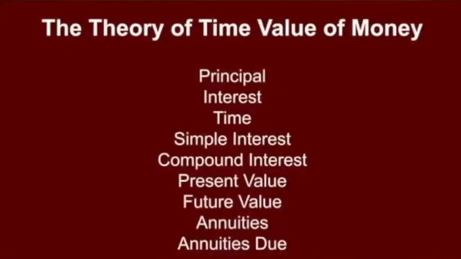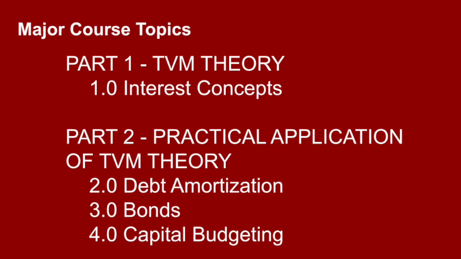The course is really broken into two parts. First, we talk the theoretical, and then we move into practical applications of the theoretical. In terms of the basic theory, what we're going to learn about is the concept of principal, interest, and time. We're going to look at simple interest, compound interest, present values, future values, annuities, and annuities due. In the second part of the course, we're going to look at the application of the time value of money to specific things, such as evaluating projects or making business decisions. That's a very small capsule of what we're going to be doing.